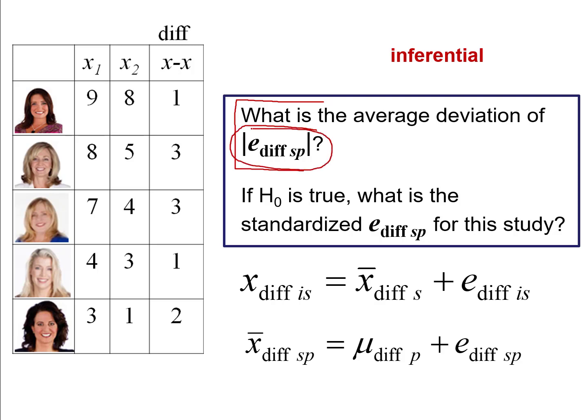Well, that is our standard error of our statistic. In this case, it would be the standard error of the difference score. And then second, if the null hypothesis is true, what is the standardized E diff SP for this particular study? What statistic answers that question? And the answer to that is a t-value. A t-value will tell us, if the null hypothesis is true, the standardized error for this particular study.